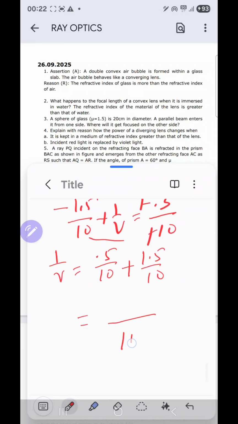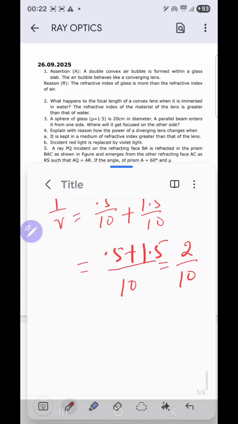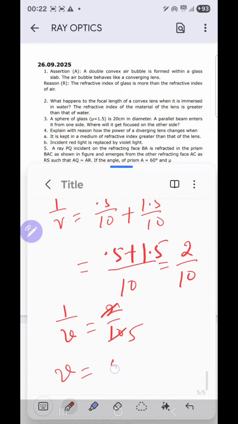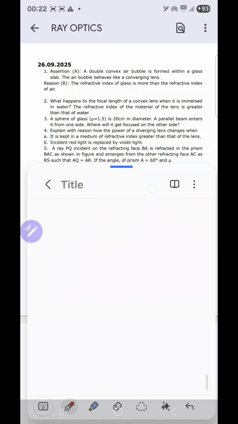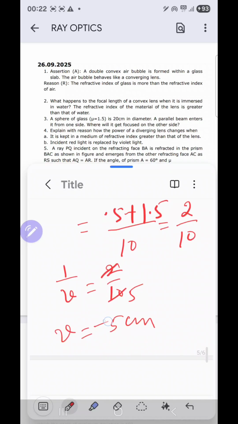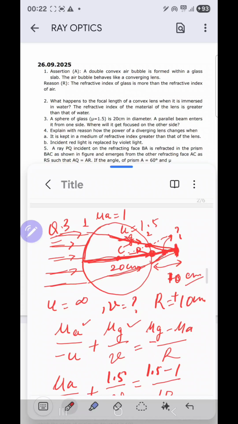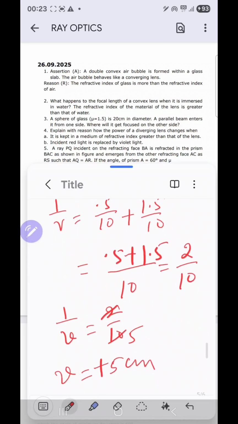So we would get 10 as LCM, 0.5 plus 1.5, 2 over 10. 1.5 plus 0.5 is 2. So 1 over v is 2 by 10, that is 1 by 5. Taking reciprocals, v is 5 centimeter. So this is the final image of the object after refraction through the spherical surface. Somewhere here we would get the image, which is at a distance of 5 centimeter from surface number 2 or 25 centimeter from surface number 1.